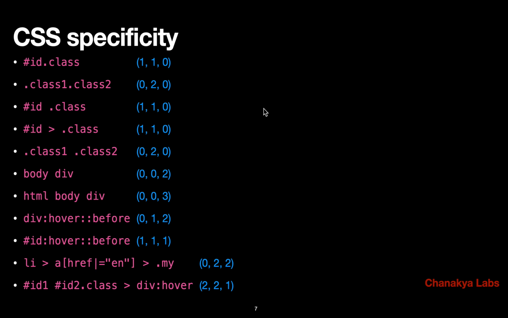Okay, so you can understand how to calculate specificity and how it is going to impact your style sheet. This is very important. Here we are not discussing any new syntax, but the idea is that while debugging your CSS code, it is very important to understand how CSS specificity works, so that you can debug why some style is applied or not applied.